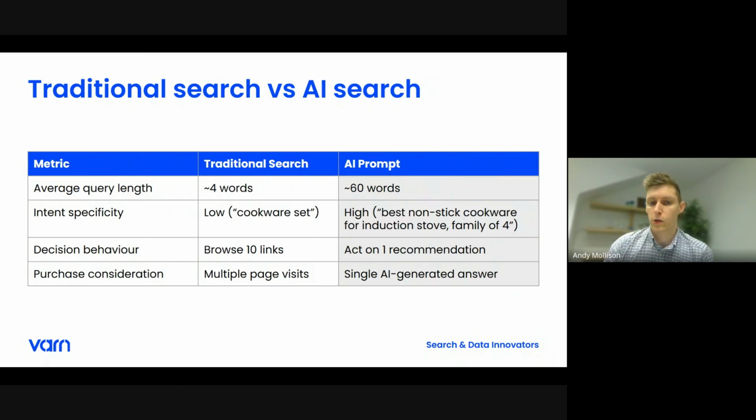So, what's the best non-stick cookware for an induction stove? I've got a family of 4. I don't, but just an example. You might see that over time, as traditional search evolves to being more AI influenced, the AI style of questions will come in and be more natural anyway. But at the moment, you've got this split between how the way it's working. Traditional search brings in those 10 blue links that we're quite familiar with. AI search brings in that one recommendation, that single generated answer.